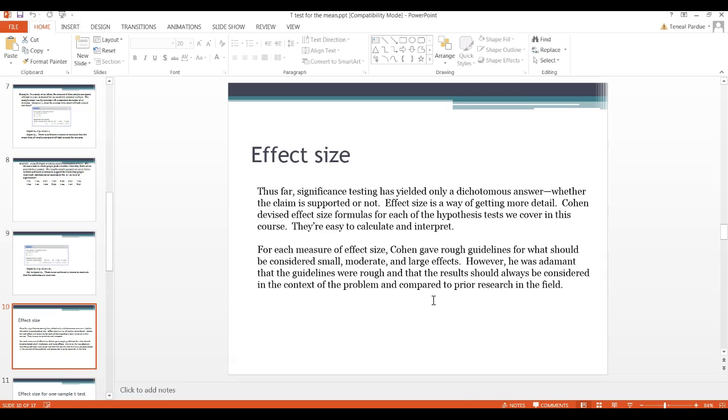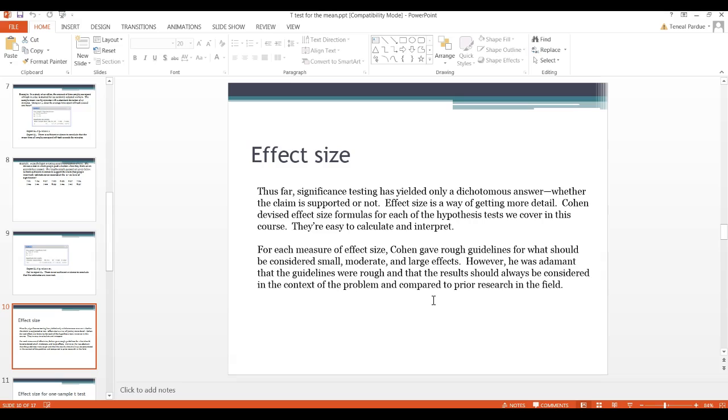And I like covering them because they're easy to calculate and they're easy to interpret. The benefit of doing effect size is that so far the hypothesis tests that we've done, the conclusions are only yes or no. Have we supported this claim or not? Effect size is a way of getting at a little more nuanced result.